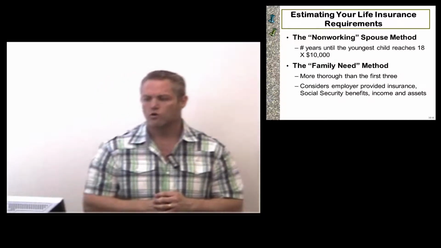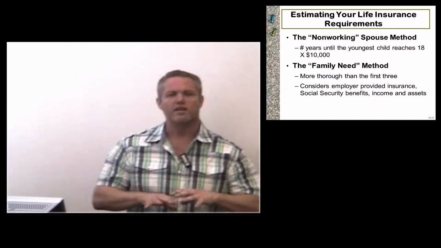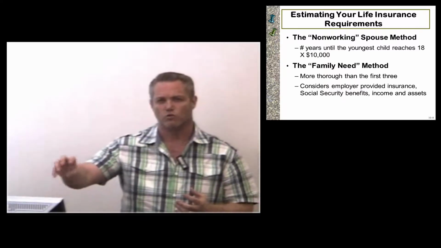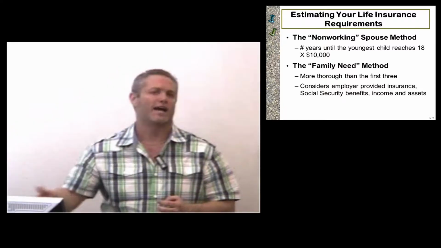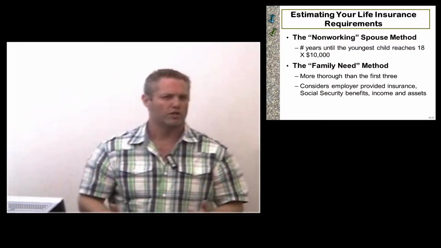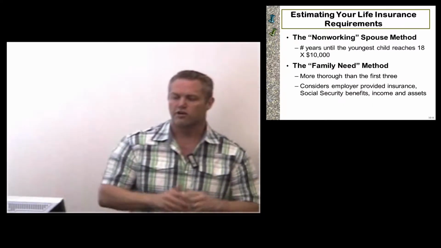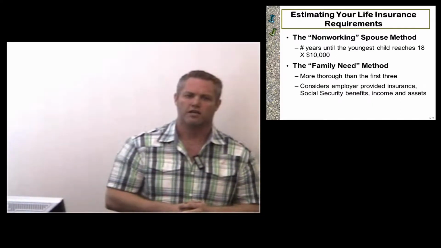All right, the non-working spouse method. What this says is I have a non-working spouse. It also assumes that once the kids reach 18, 19, your spouse is going to go back to work, and then they'll be able to support themselves. And so we look at $10,000 a year until your youngest hits 18.